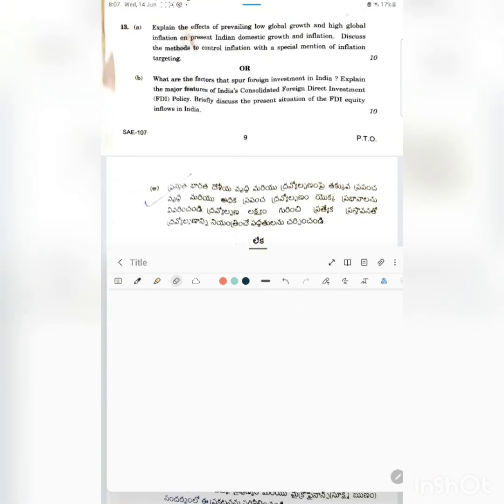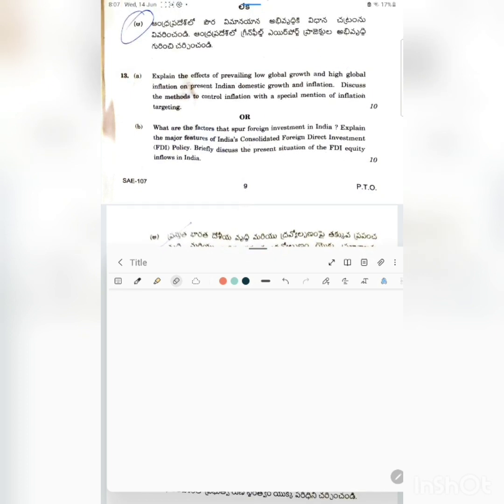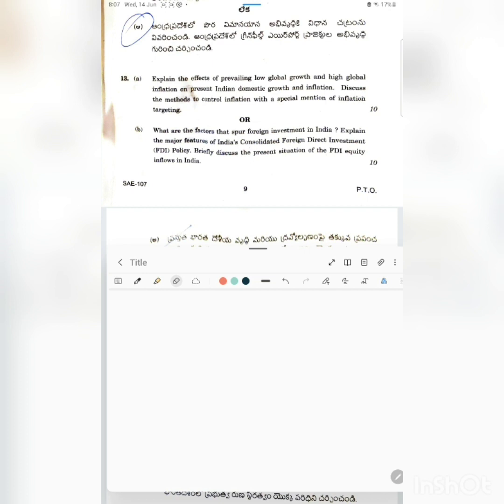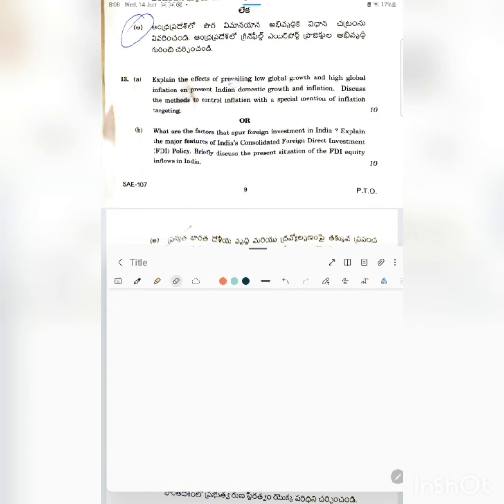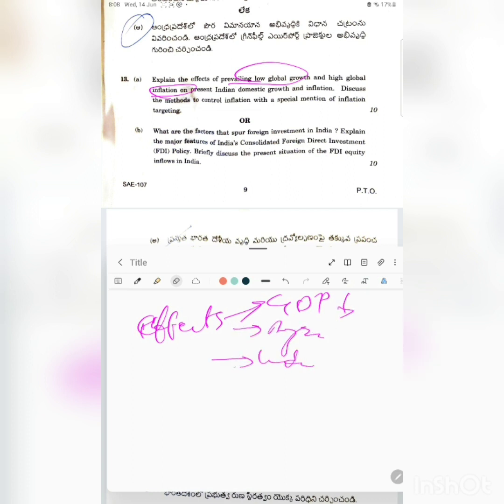Similarly, as far as the 13th question is concerned, I wrote: explain the effects of prevailing low global growth and high inflation. So I simply wrote out what the effects will be. I wrote that GDP impact will be there, and then the agriculture sector, industrial sector, service sector. We can speak about all these aspects in this question, and also discuss the methods to control inflation.